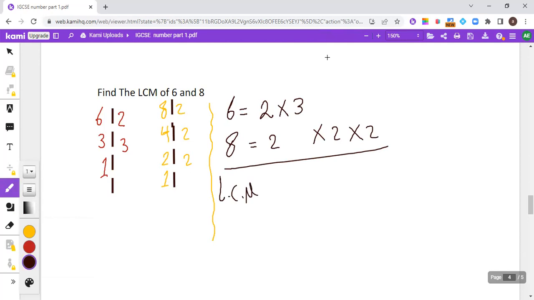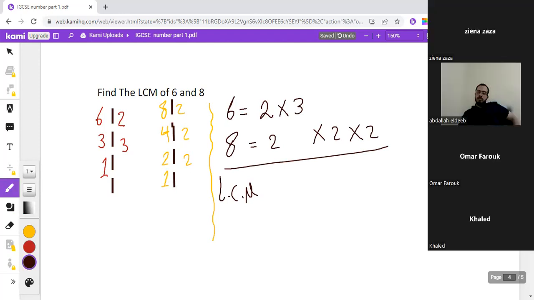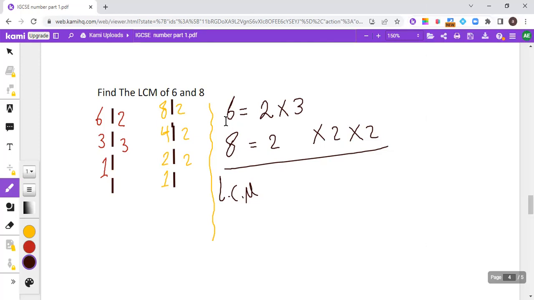Omar, why here I don't write 2 here, down 3? Because they are different, okay? You have to write the similar factors down each other. Oh, okay, I see it now. Different numbers down each other. Nice. So in LCM, you write all the factors.